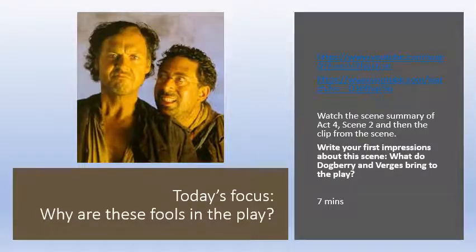Right, watch the scene summary of Act 4 Scene 2, there's the link right there, and then the clip from the scene. Write your first impressions about this scene. What do Dogberry and Verges bring to the play? What is the point of them? Why has Shakespeare put these two clowns in there? I mean, they're important to the plot, obviously, to some degree, but they didn't have to be the clowns that they are. Why has he done that?